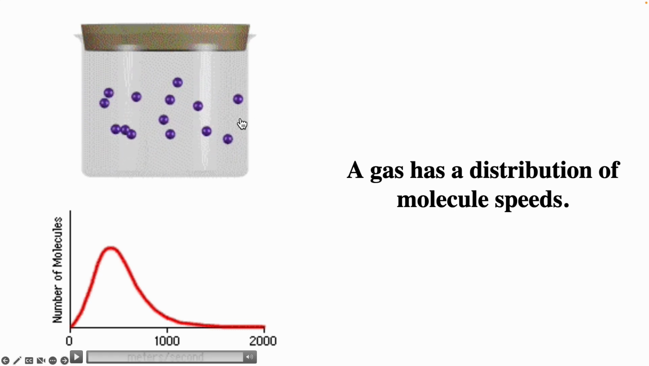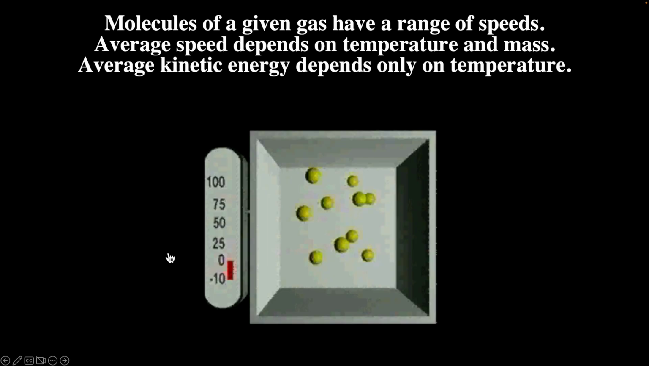And again, this shows us that we have to think in terms of average speed because there's going to be a distribution of speeds. Now, all gases have exactly the same average kinetic energy at the same temperature, but the speed will differ. It depends on the size of the gas particle. The more massive the gas particle, the slower. The less massive, the faster. But again, the average kinetic energy will be the same. The average kinetic energy depends only on temperature.